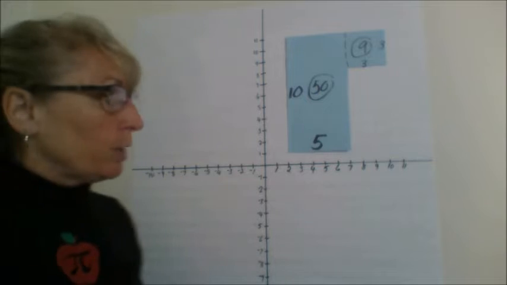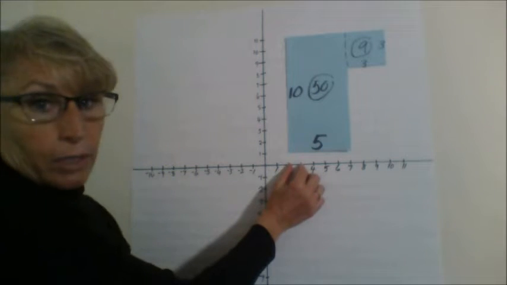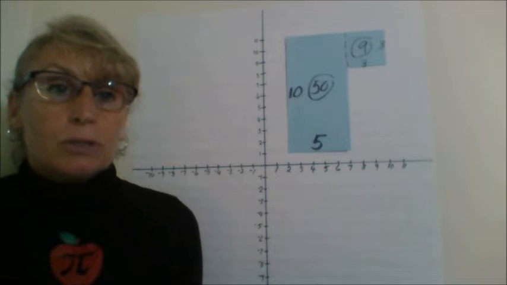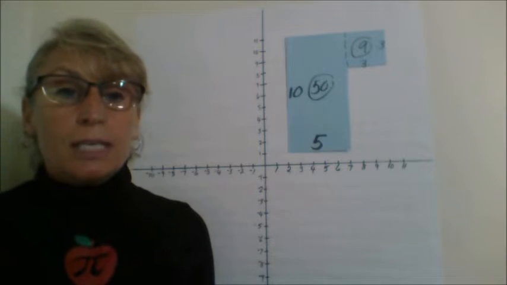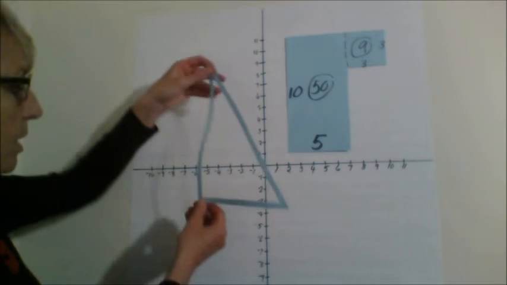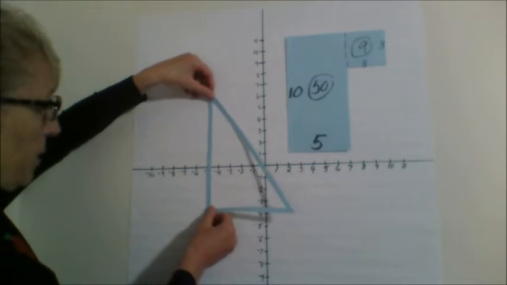If I were to tell you that each square or each block is like 1 inch or 1 yard, then you could label it in square inches or square yards. But for now, we'll just say square units. All right, let's put a triangle on the coordinate grid. I'm going to put this one right here.